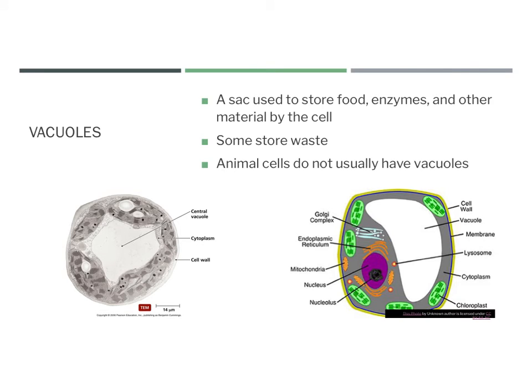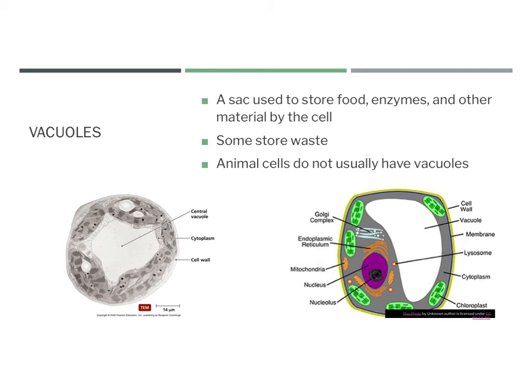Next, we're going to talk about an organelle called a vacuole. A vacuole is just a large sac. I guess it doesn't have to be large, but most of the time they're large. It's used to store food, enzymes, and other materials to be used by the cell. Some of them can store waste.